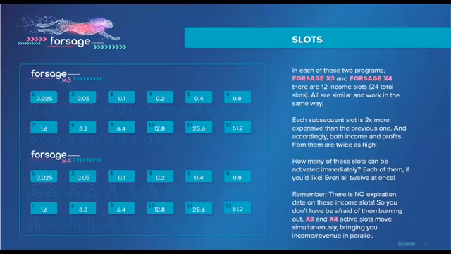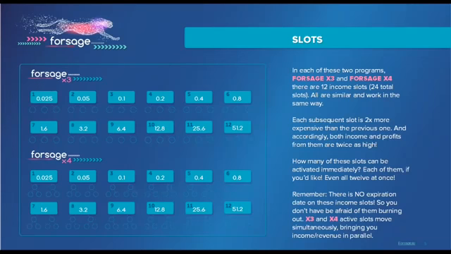So let's talk about these slots, or what could be called income slots. In each of the 2 programs, Forsage X3 and Forsage X4, there are going to be 12 income slots and 24 total. So you can think of it as 24 running income slots if you get all the way through to the 12th slot in each program.